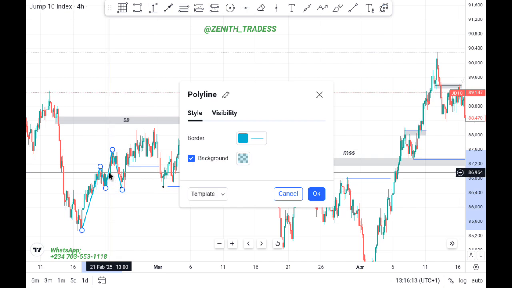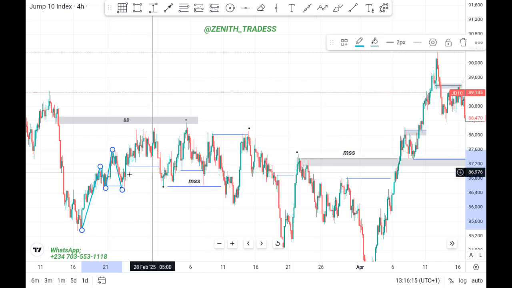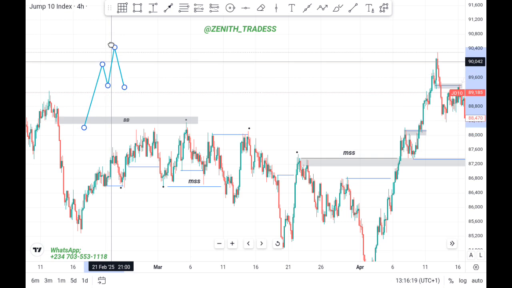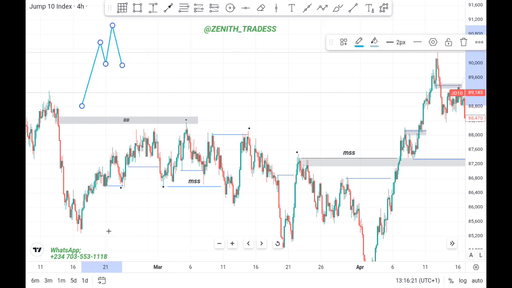So let's take this one out. You can see that's an information. That's an information. This is an information. We can see that is for the first leg. And what happened? Price moved impulsively, gave us this minor low.